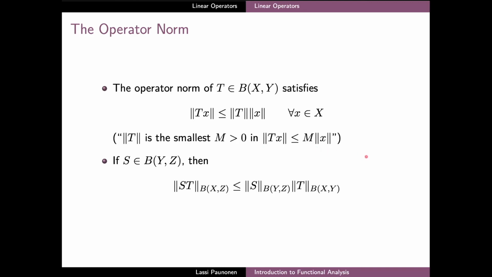And in addition, if S is another bounded linear operator from Y to another normed linear space Z, then the norm of the composition of these two operators S and T can be estimated from above by the product of the two operator norms.